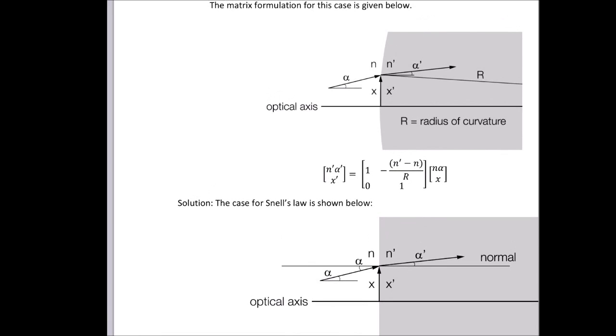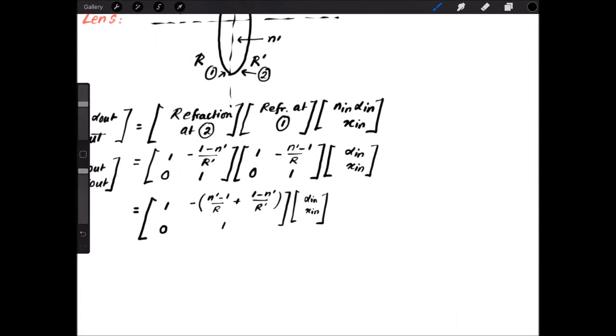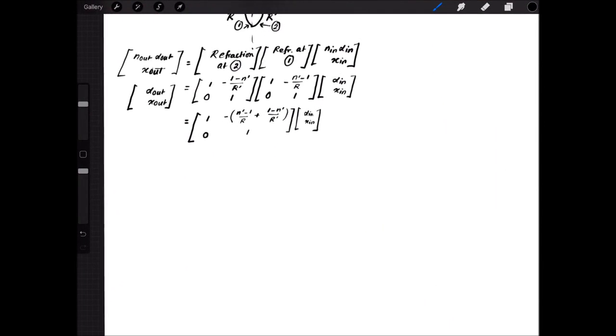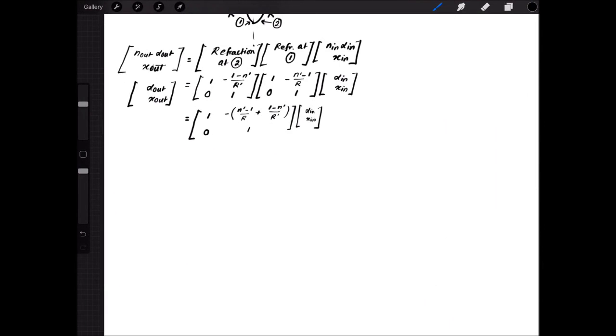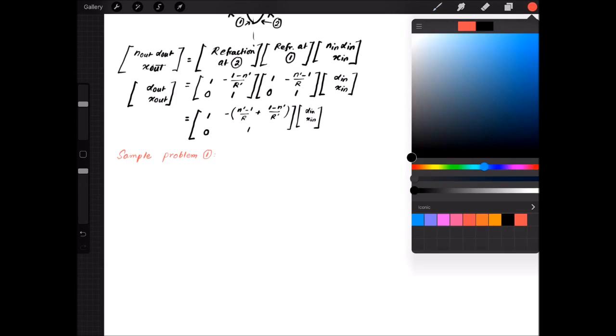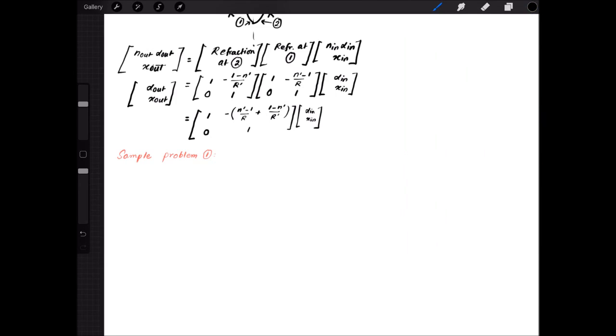Okay, I'm going to quickly solve this. If you already have the solution, you can tally with what I'm going to do. I'm going to write this sample problem 1. I'm going to quickly write the matrix for the refraction at the circular interface, at spherical surface. Sorry.